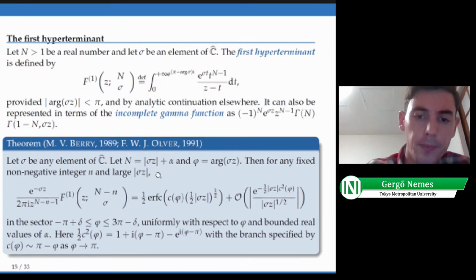And I will denote by phi the phase of sigma times z. Then for large values of n or sigma times z, this is the asymptotics of the function in this large sector, uniformly with respect to the phase and this alpha quantity if it's bounded. And there is a C function of the phase appearing in the complementary error function, which is defined implicitly by this equation, and it corresponds to the branch which has this behavior as phi approaches pi.